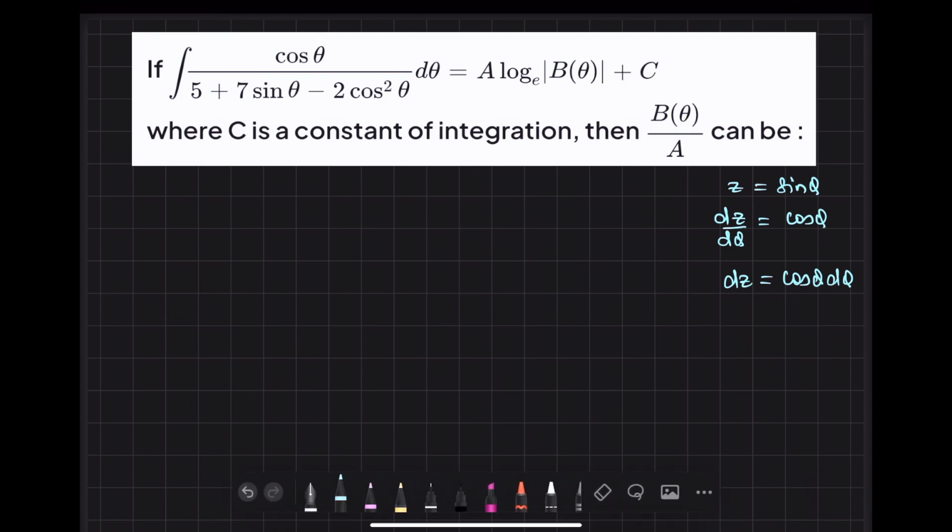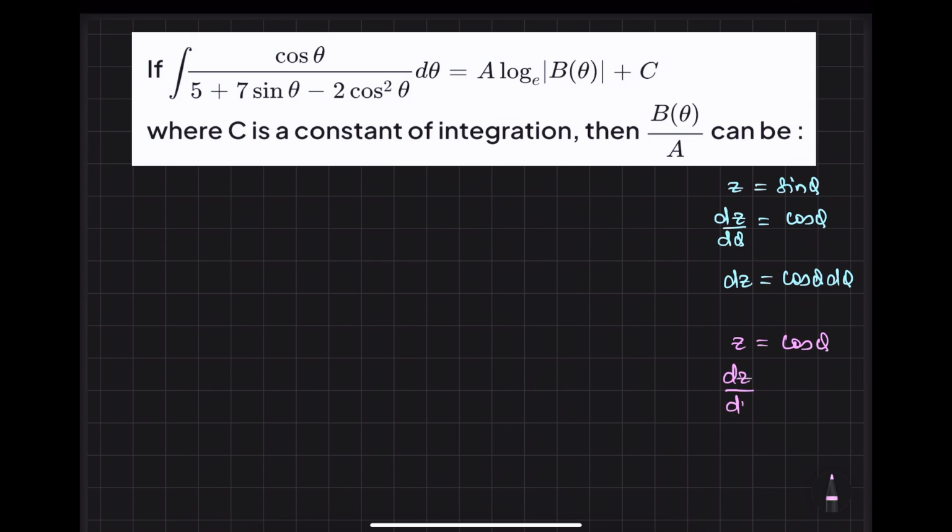Now suppose that, for clarification, I want to take cos theta as z. So we will have dz by d theta as minus of sine theta, so you will have dz as minus of sine theta d theta, okay? But it is different, it is not connected with this idea. So what we will do, we will take z as sine theta.